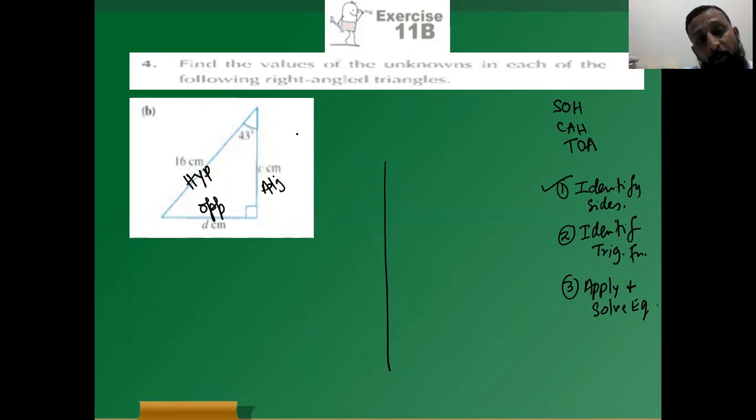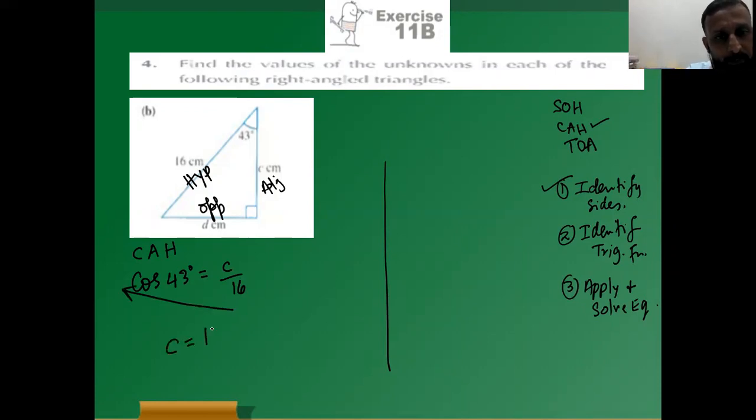You need to look for the trigonometrical ratio in which you have adjacent and hypotenuse. Adjacent and hypotenuse is in CAH, so I'm going to apply CAH. Cos of the acute angle 43 degrees equals adjacent, which is C, over hypotenuse, which is 16. Now you cross multiply 16 to this side to get your answer of C. C equals 16 multiplied by cos 43. You are allowed to use a calculator, boys and girls, and your answer is found to be 11.7 centimeters.